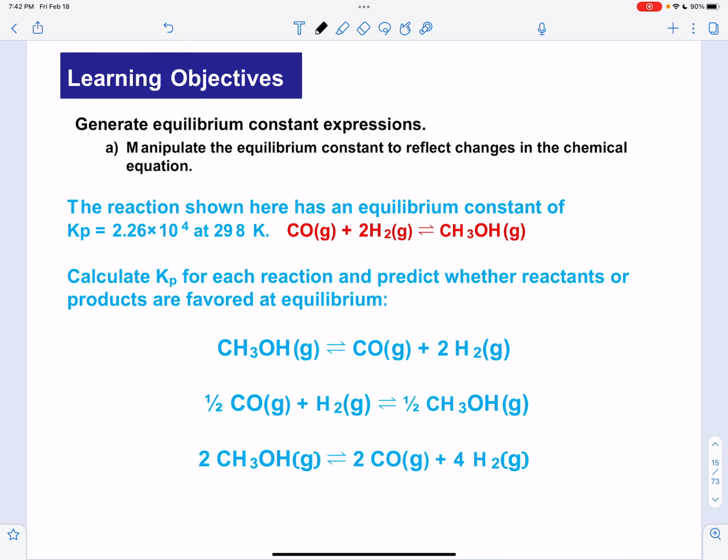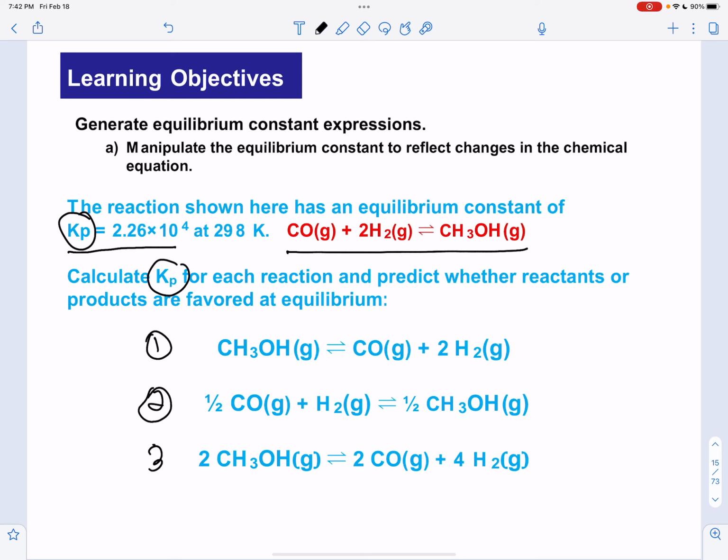So let me explain myself. Let's say that we have this reaction with a Kp of 2.26 times 10 to the 4 at 298 degrees Kelvin. And what we want to do is find the Kp, given this Kp, for three related equations. And there are some rules that we have to follow. So this is our parent reaction, and we know the Kp.